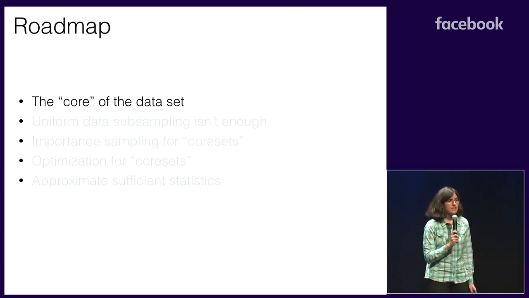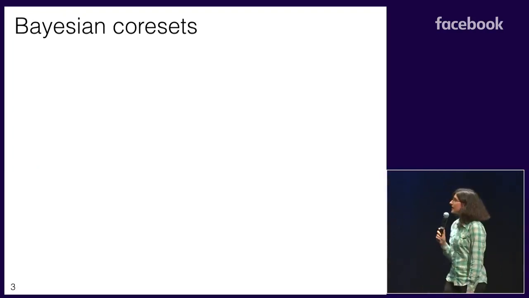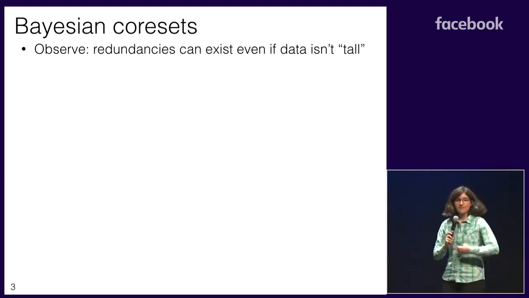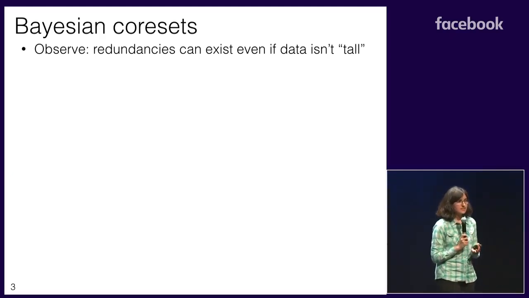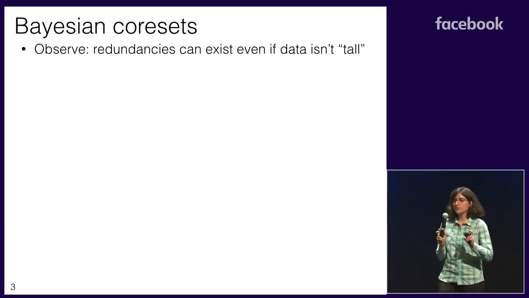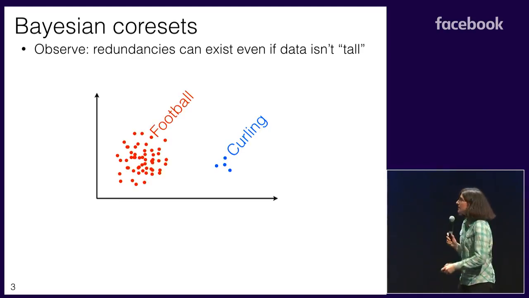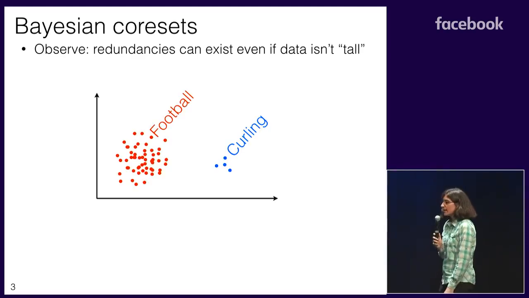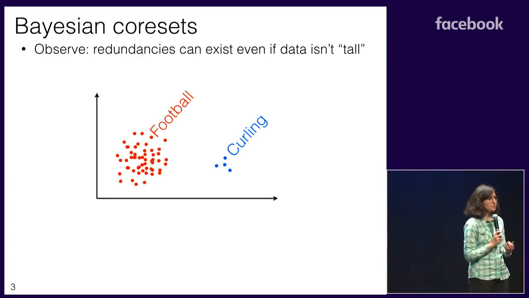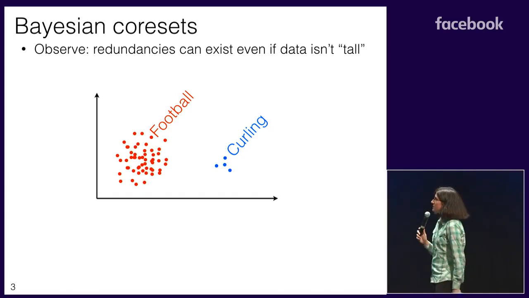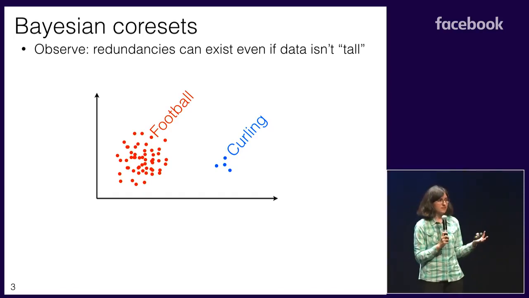Okay, so let's start thinking about the core of the data set. How can we get at that? An observation that we can make is that a lot of times there are redundancies in data, even if it isn't traditionally tall, even if it's not just very low dimensional and just a ton of data about the same thing. As a cartoon, imagine that I have a bunch of text data, maybe about sports articles. Actually it's very complex and high dimensional, and I just can't represent that here, so please forgive the cartoon, and I have a ton of data.